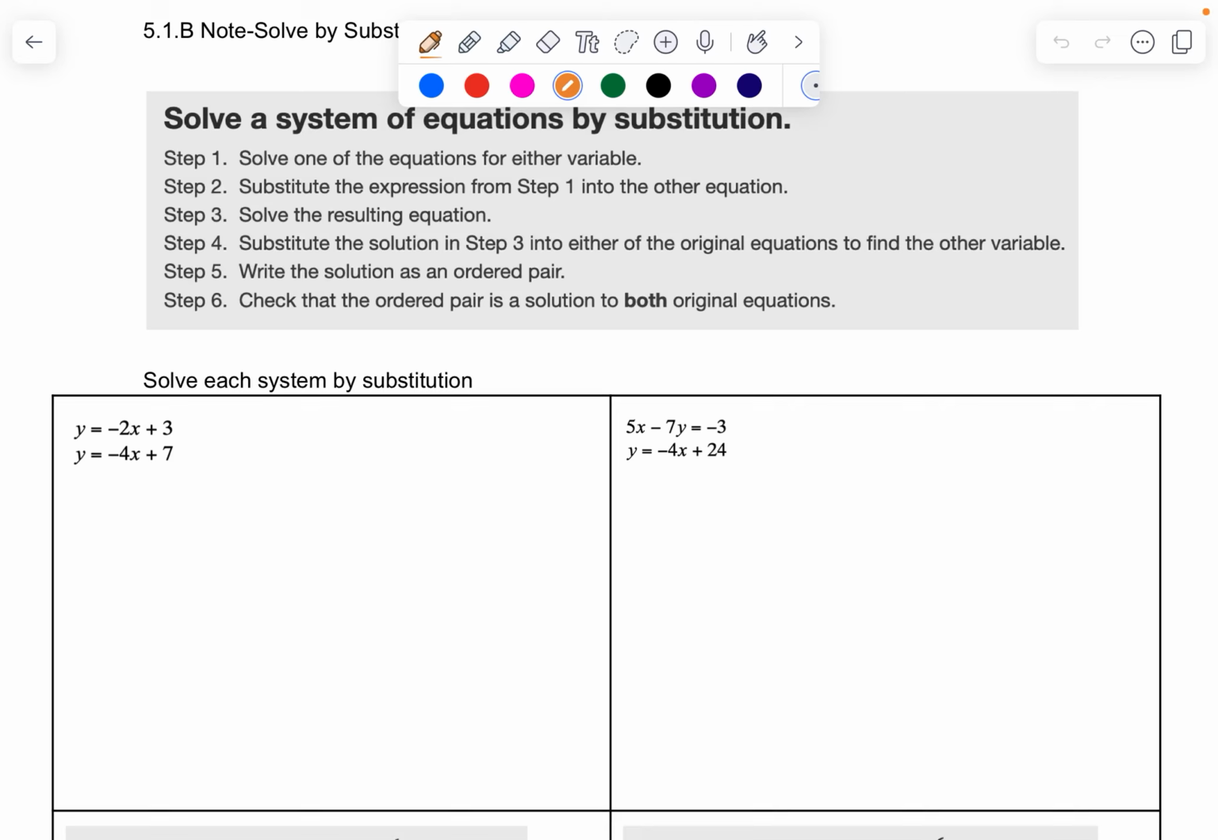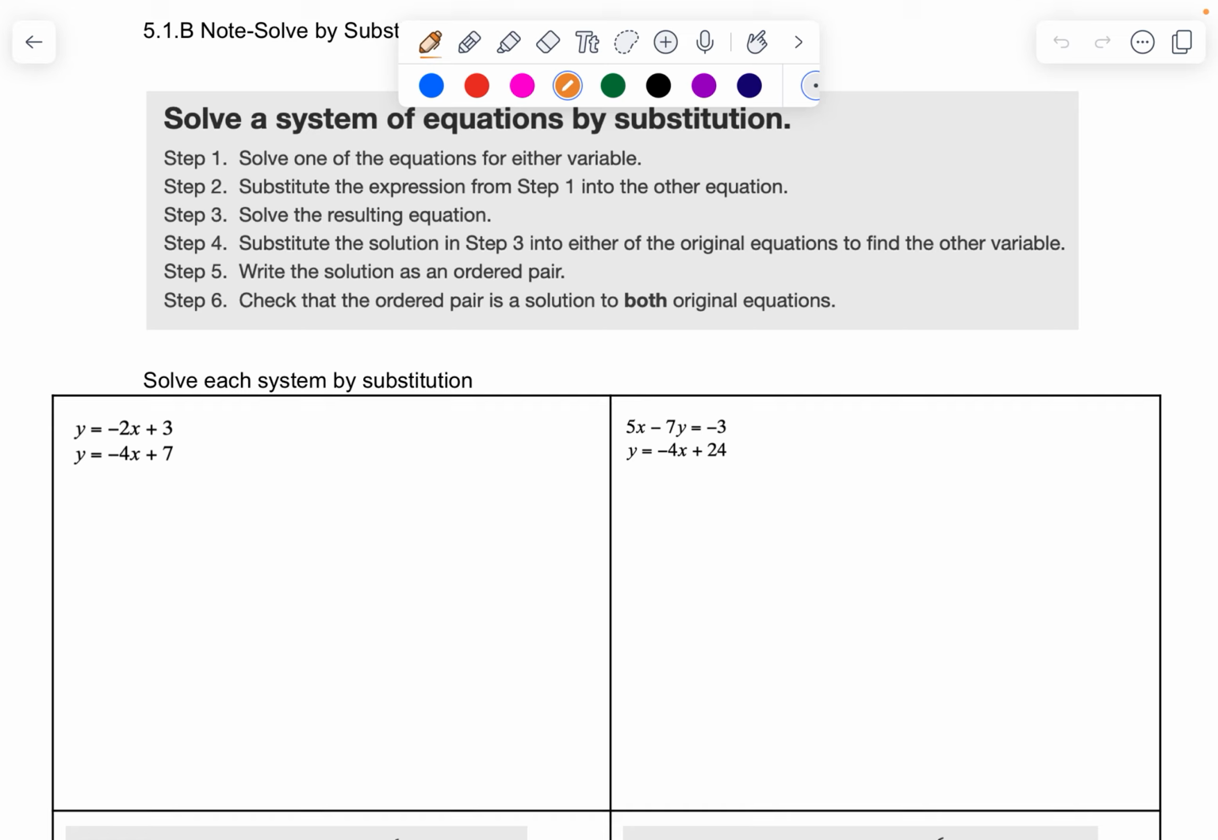Hello friends, today we're going to talk about solving a system of equations by substitution. So you can see the steps up here. Step 1, solve one of the equations for either variable. So that means either get x or y by itself.